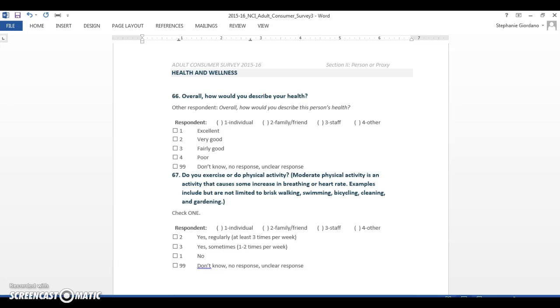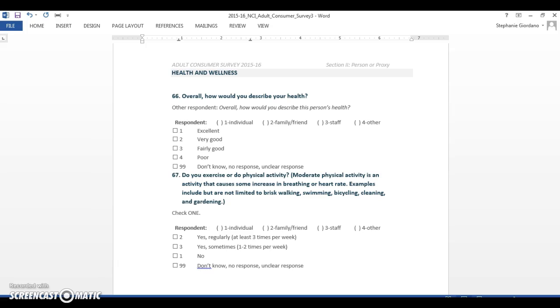We then have a couple of questions about health and wellness, and both of these questions have been moved from the background information section over to Section 2, since we found that individuals or proxy respondents tend to have better information on these questions.